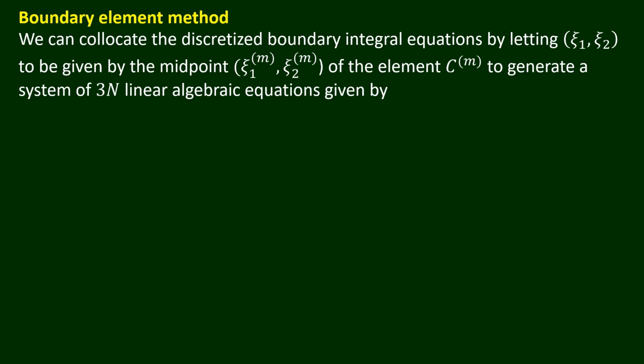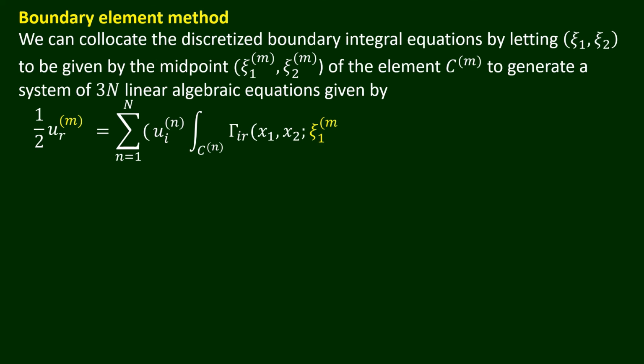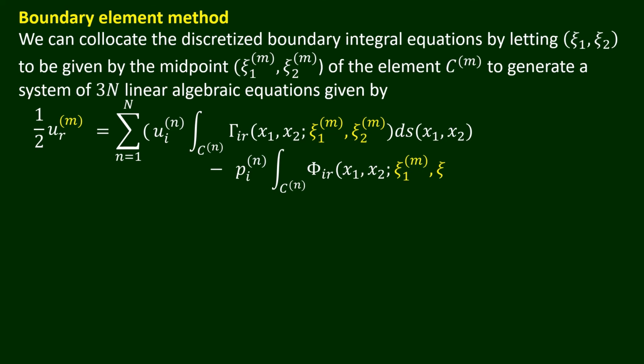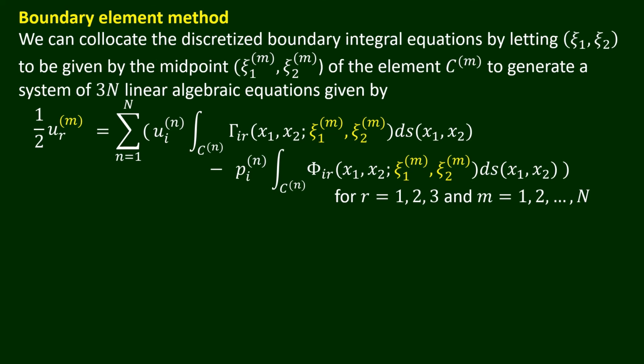We can collocate the discretized boundary integral equations by letting (ξ1, ξ2) be given by the midpoint (ξ1^m, ξ2^m) of the element C_m, to generate a system of 3N linear algebraic equations given by 1/2 u_r^m equals the sum over n equals 1 to capital N of u_i^n times the line integral over C_n of capital Γ_ir(x1, x2; ξ1^m, ξ2^m) ds(x1, x2), minus p_i^n times the line integral over C_n of capital Φ_ir(x1, x2; ξ1^m, ξ2^m) ds(x1, x2), for r equals 1, 2, 3, and m equals 1, 2, and so on until capital N.